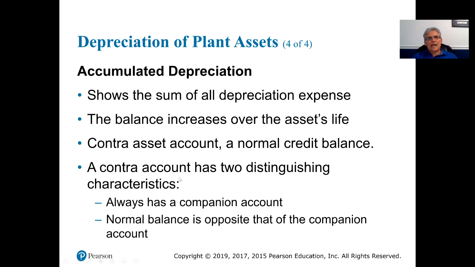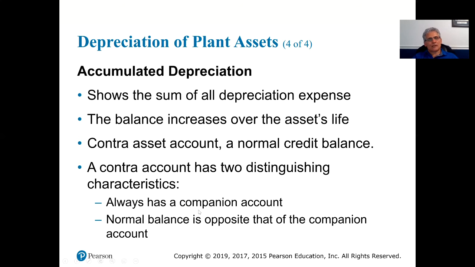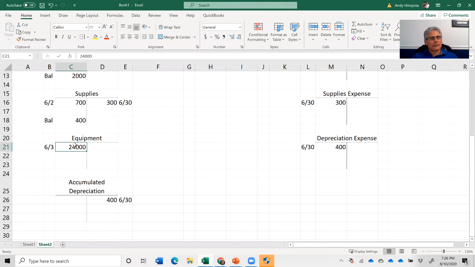Contra accounts have two distinguishing characteristics. It always has a companion account. Well, the companion account for accumulated depreciation is equipment. So these two go together. They're inseparable. And their normal balance is the opposite of the companion account. So the normal balance for equipment is a debit. Therefore, the accumulated depreciation for equipment is a credit.